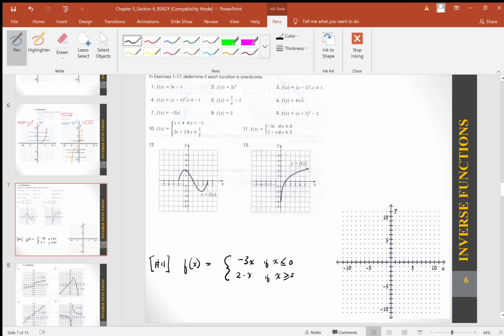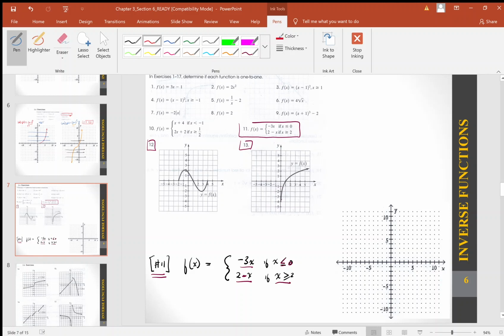Okay, class, let's continue with our lecture. Doing number 11, 12, 13. So we have a piecewise function here, number 11, where negative 3x is bound to x less than or equal to 0, and then 2 minus x is bound to where x is greater than or equal to 2.